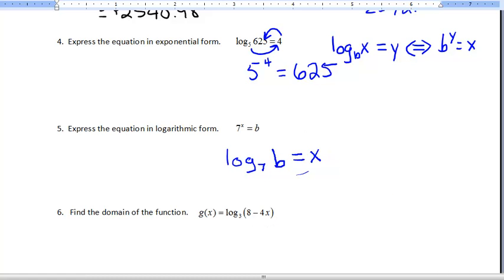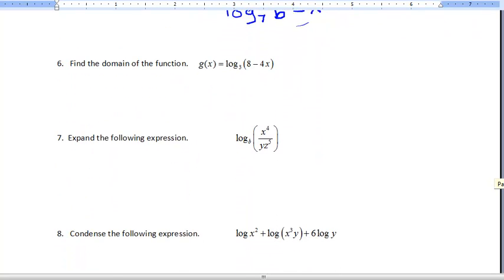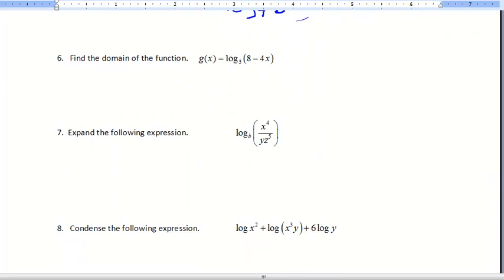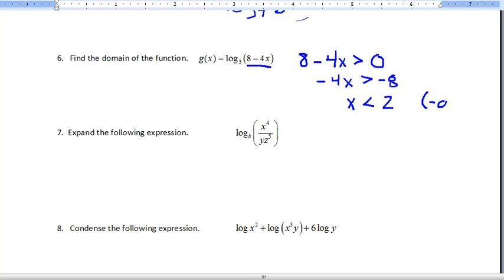For number 6, we've got to find the domain. We added a domain rule when we started talking about logarithms. That was what we're taking the log of. In this case, 8 minus 4x has to be greater than 0. It's got to be a positive number. So we're going to say 8 minus 4x is greater than 0. When I go ahead and subtract 8, I get negative 4x is greater than negative 8. When I divide both sides by negative 4, I get x is less than 2, meaning that I get negative infinity to 2 as my solutions.